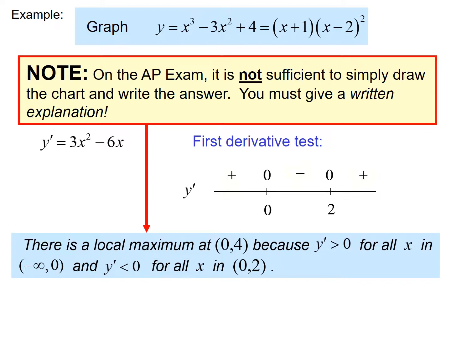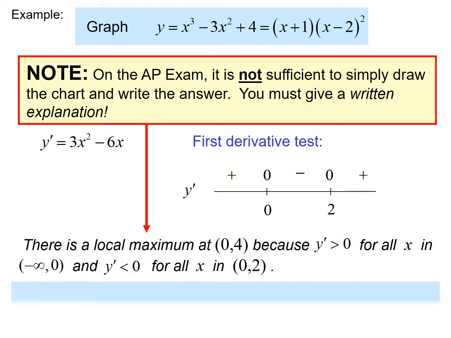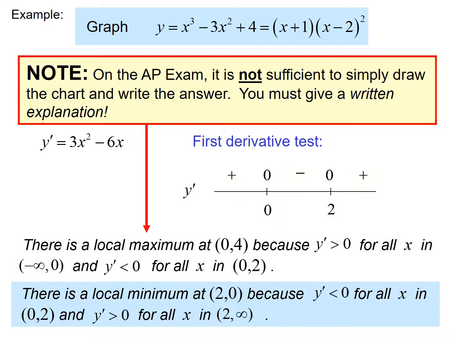So there's a local maximum at 0, 4 because y prime is greater than 0 for all x from negative infinity to 0, and y prime is less than 0 for all x from 0 to 2, implying that the curve goes up and then it goes down. And we could use a similar explanation for our local minimum at 2, 0. So we're just putting the information in the chart into words to show that we truly understand what those symbols mean.